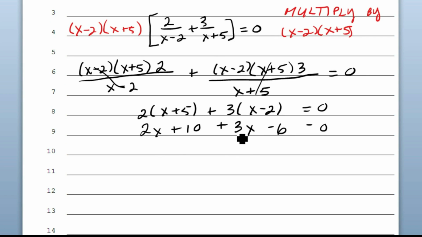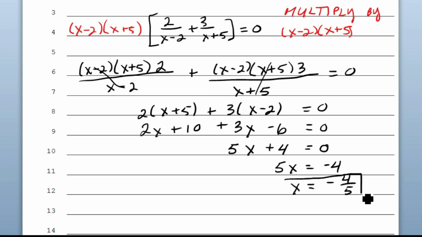And to add like terms, 2x plus 3x is 5x. Plus 10 minus 6 is plus 4 equals 0. Bring this plus 4 over to the right hand side by adding minus 4 to both sides. You get 5x equals minus 4. Divide by 5, you'll have x equals minus 4 fifths. So we say x equals minus 4 fifths is a solution.